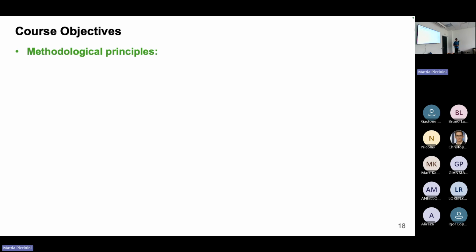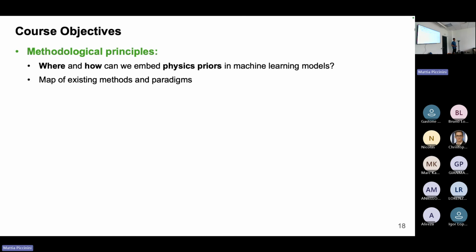So, let's look at some objectives for the course. Basically, in this course, we want to give you some methodological principles. What are the foundational principles that we can use to incorporate physics priors in machine learning? What are physics priors? Where and how can we embed them in machine learning models? Different types of machine learning models, not only neural networks. We also want to give you an overview of what exists already in the literature, which is quite a lot, but the field is really exploding, I can tell you. In these years, we see more and more work being done in this direction.